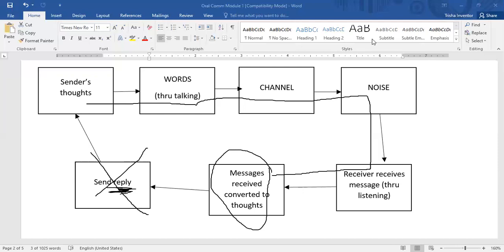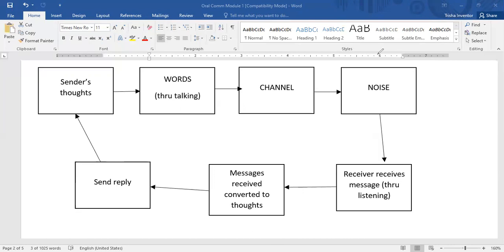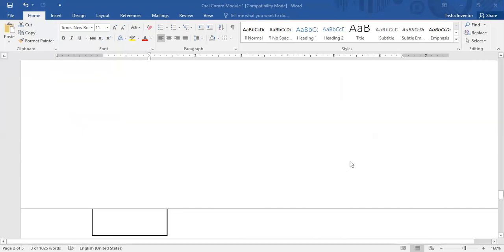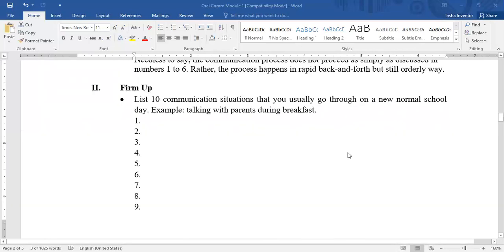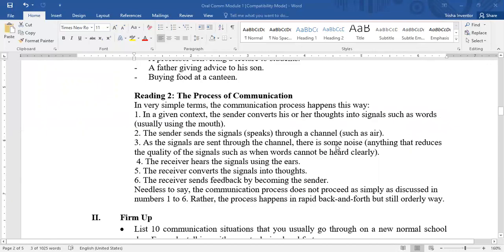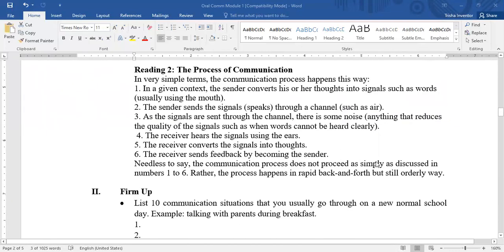So, like that. Again, the process of communication will just rotate in this cycle. So that's the only thing that you're going to remember. Now, let's go back to the top part. Okay, so we are done with the discussion. If ever you still have questions about my discussion, just message me.